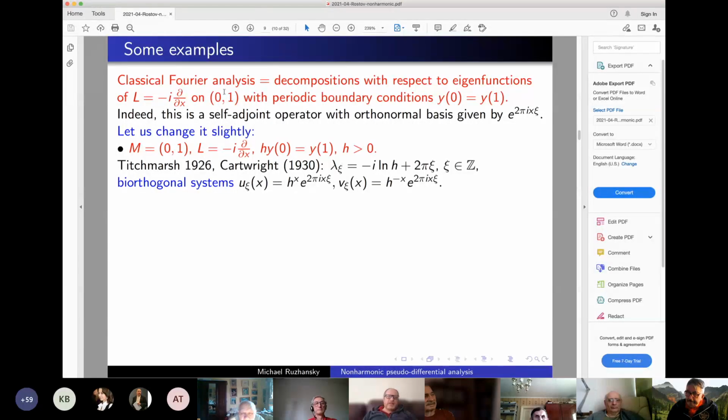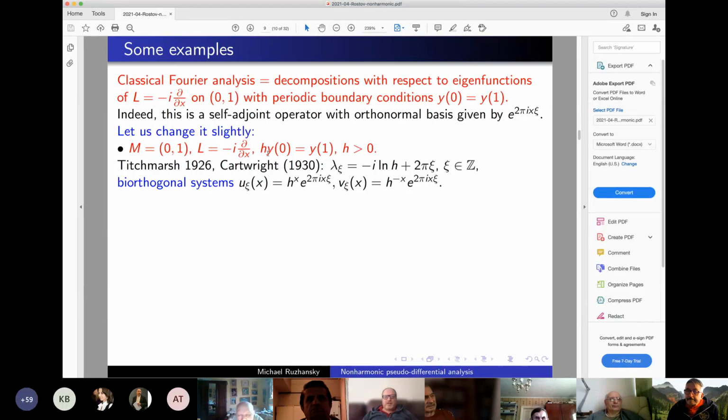So here I repeat that the classical Fourier analysis, we view classical Fourier analysis as decompositions with respect to eigenfunctions of this operator L here on the interval 0, 1 with periodic boundary conditions. But now let us change this slightly, and let us consider the same interval 0, 1, the same operator L, but different boundary conditions.